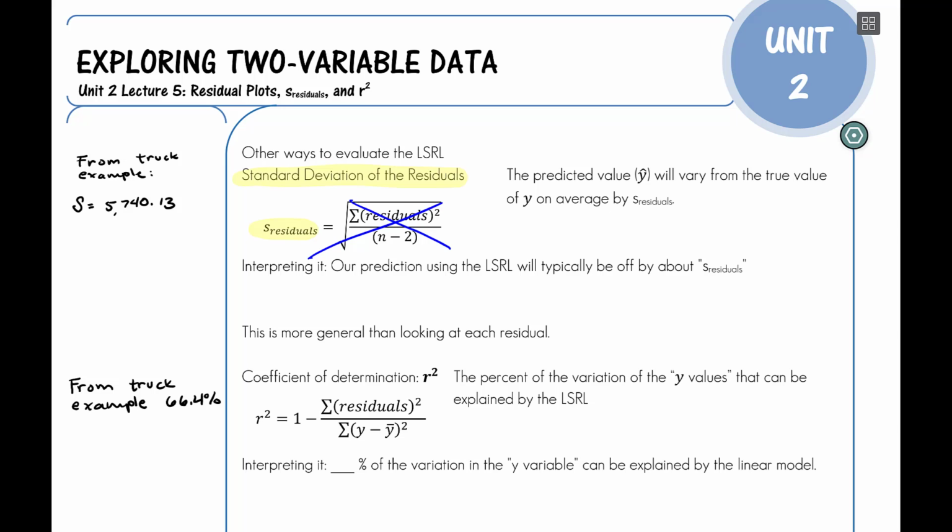What's important is you being able to interpret it using a sentence starter or a template like what we have here. And this is just one way that you can do it, but I recommend using these in the beginning as you are starting to learn how to interpret these. So interpreting it: our prediction using the LSRL will typically be off by about S residuals, and you want to put that in context. So let's go ahead and look back at our truck example. From the truck example we looked at in the last couple of lectures, the standard deviation of our residuals is $5,740.13.